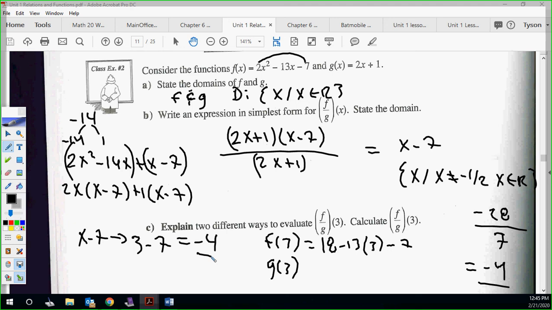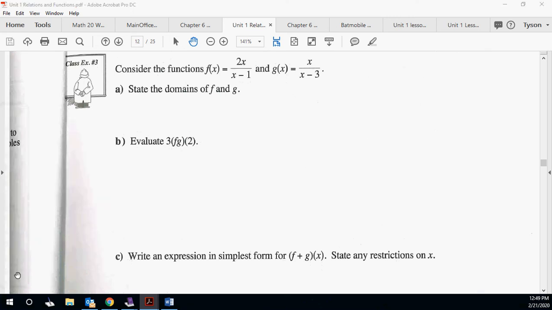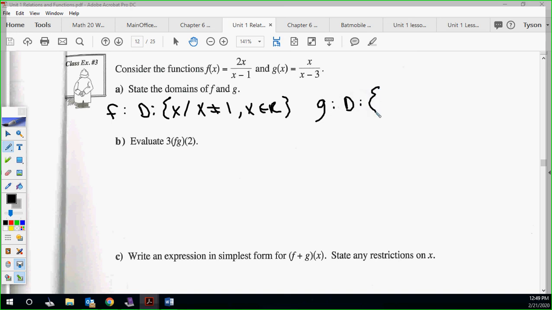All right. And the last page here. Zipping through. All right, so consider two rational functions, f of x equals 2x over x minus 1 and g of x equals x over x minus 3. State domains of f and g. So what's your f domain? X can't be 1. Right. Your g domain? X can't be 3.